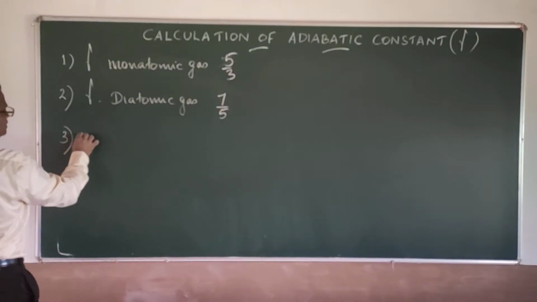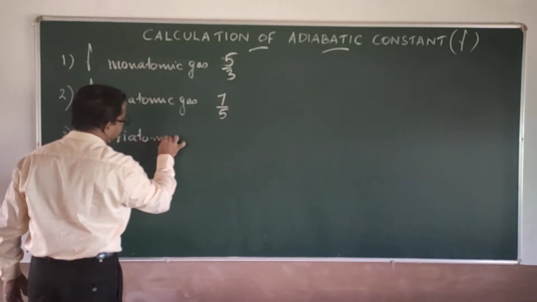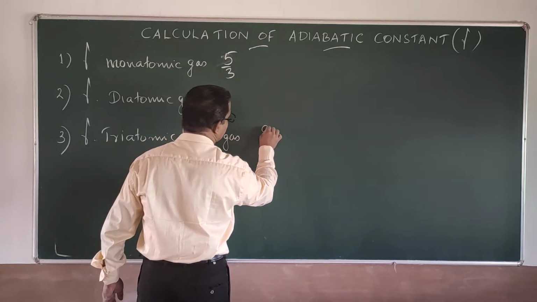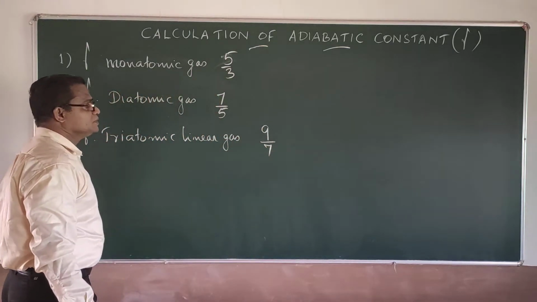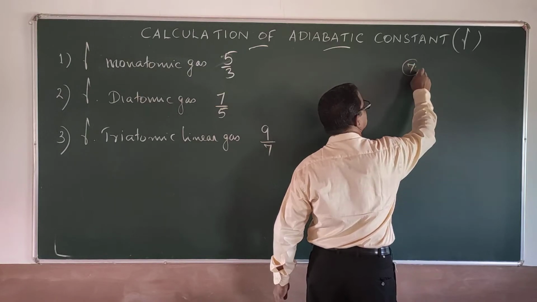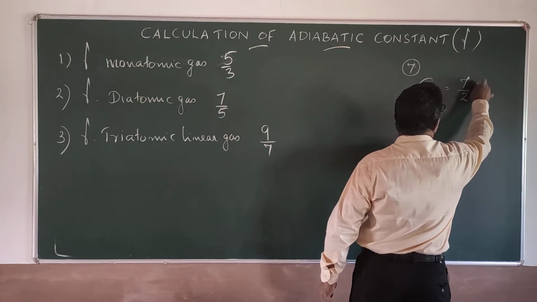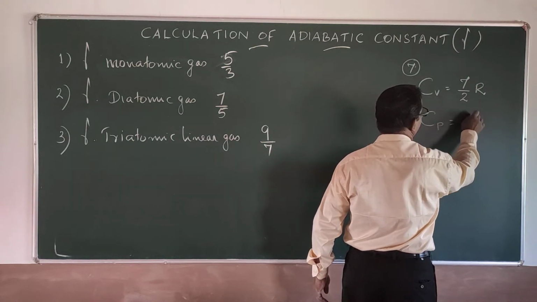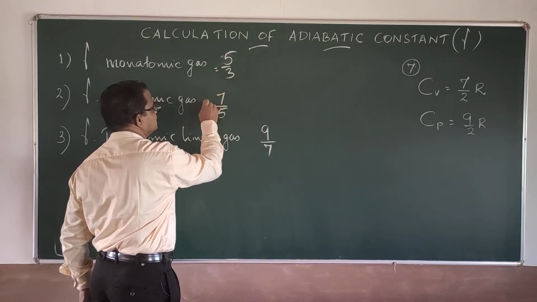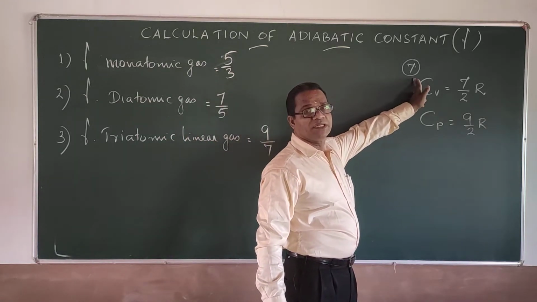Then the third one, gamma for triatomic linear gas, it is 9 by 7, because for triatomic linear gas, the number of degrees of freedom is 7, and therefore Cv you are getting 7 by 2 R, and Cp you are getting 9 by 2 R. Therefore, gamma will be equal to 9 by 7, because 7 is the number of degrees of freedom.